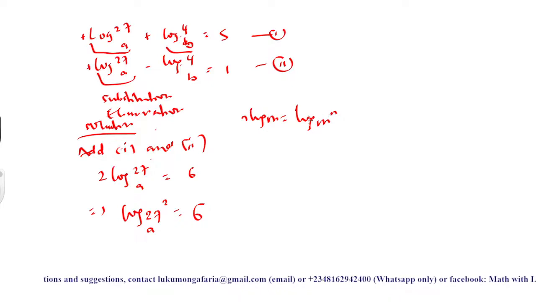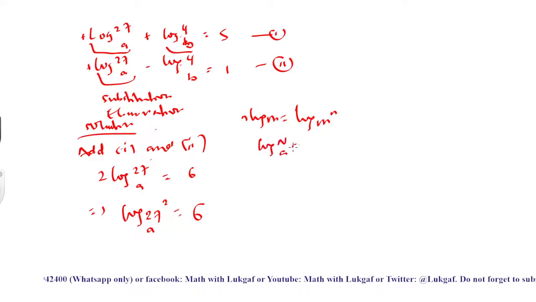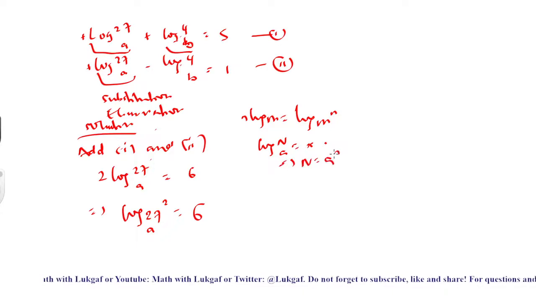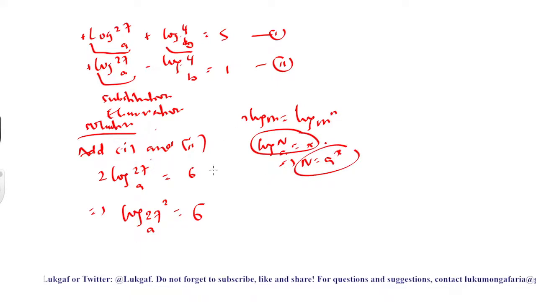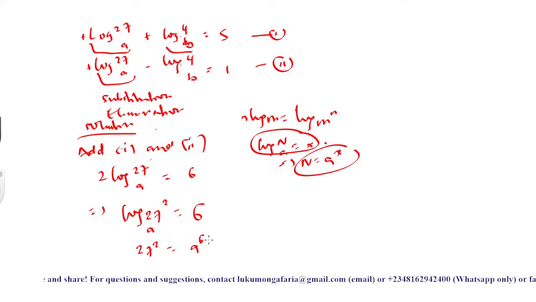And don't forget, I told you if you want to convert a logarithmic equation to an index equation, it is very simple. For example, when you have log n base a equals x, then your n is equal to a raised to x. So this is the logarithmic form and this is the index form. Then this one is going to give me what? 27 squared is equal to a raised to 6. We follow the same approach like I've done before.